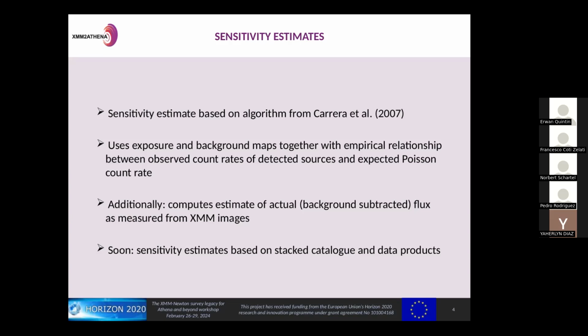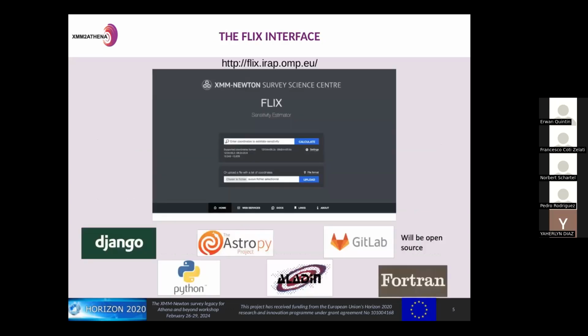This only does the single observations at the moment, but what's been developed, and I think if Mikhail hadn't gone down with the flu would have been implemented by now, is to have the sensitivity estimates based on the stacked catalog as well, so you can get these much deeper fluxes. So this is now what the interface looks like for FLIX.